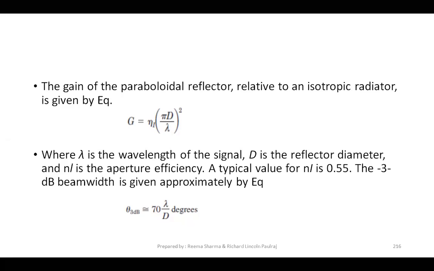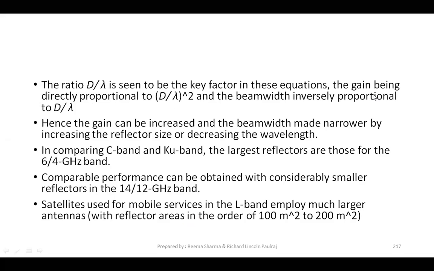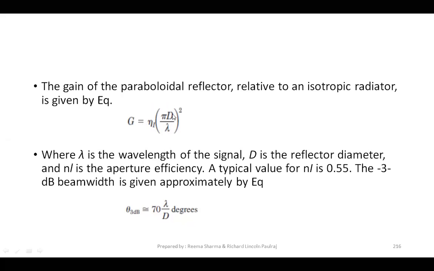Okay. So you will have to know how much is your wavelength, and you will have to know how much is the diameter for your reflector. Okay, so these are the key points. The gain being directly proportional to (D/λ)², and beam width inversely proportional to D/λ. So the gain is directly proportional, okay, and your beam width, that is your theta 3 dB, is actually inversely proportional. So which means D is at the denominator and lambda is at the numerator.